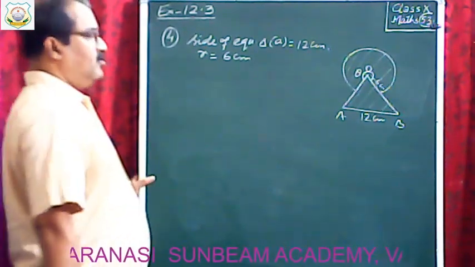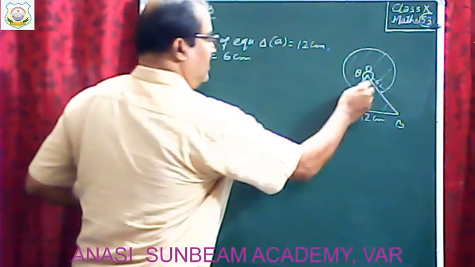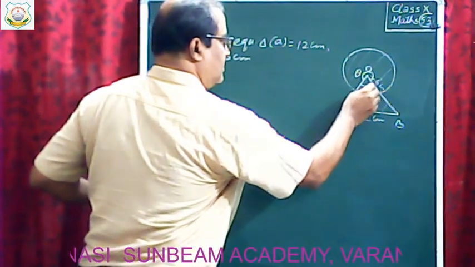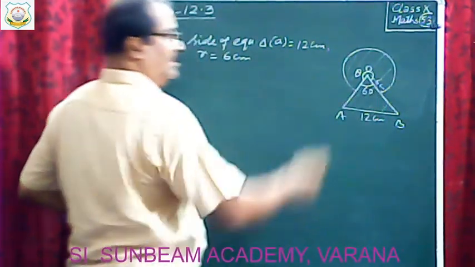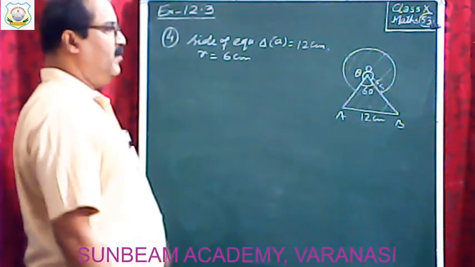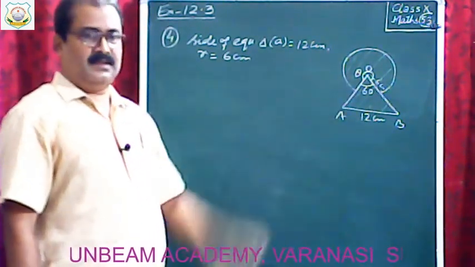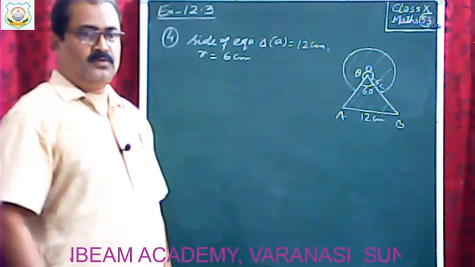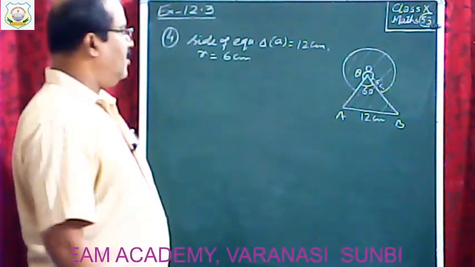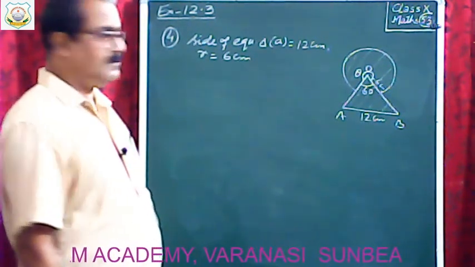So how to find out? We know each angle of an equilateral triangle is 60 degrees. Then reflex angle of AOB equals 360 minus 60 degrees. In this way you have to find the central angle of the major sector. Okay, let's see.